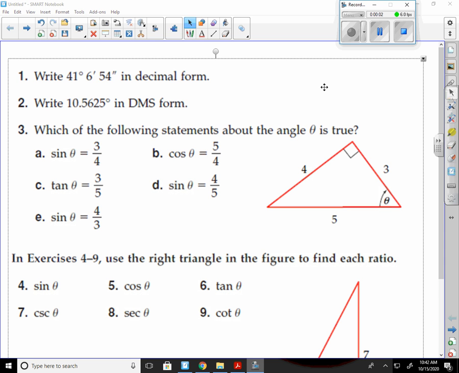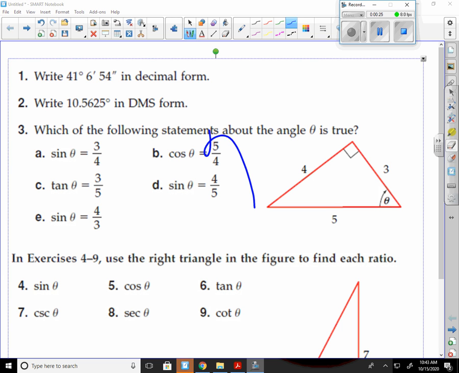All right, let's start reviewing for our chapter test here. So first section we have some old stuff, 41 degrees, 6 minutes, and 54 seconds in decimal form. Hopefully you remember how to do that. There'll be one or two questions like this on here where we convert back and forth.